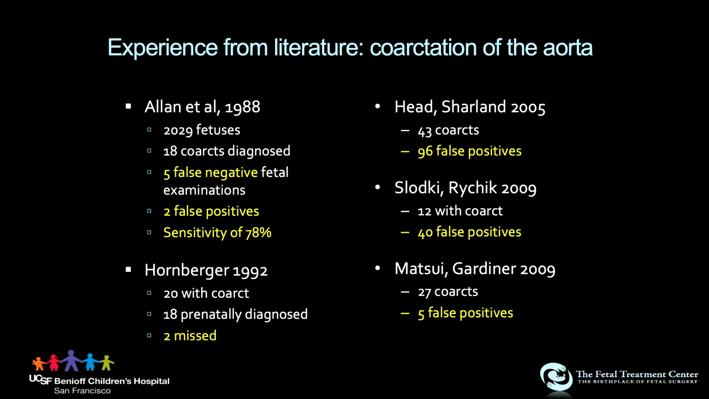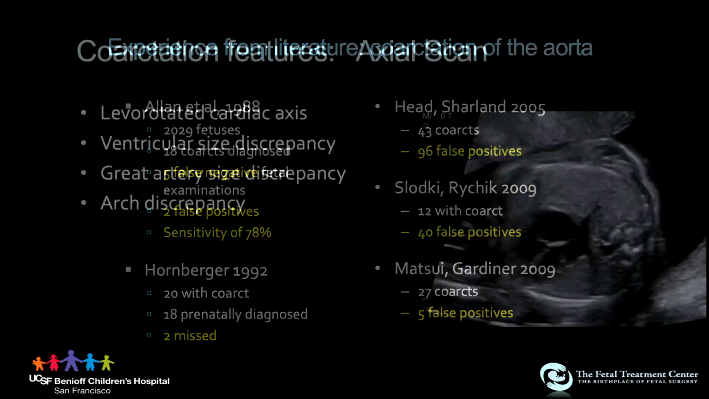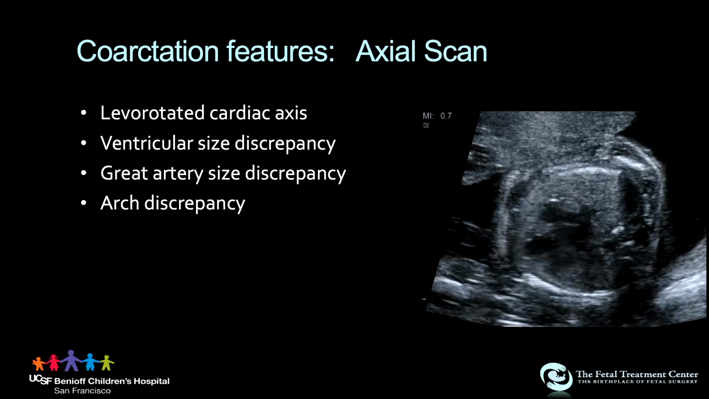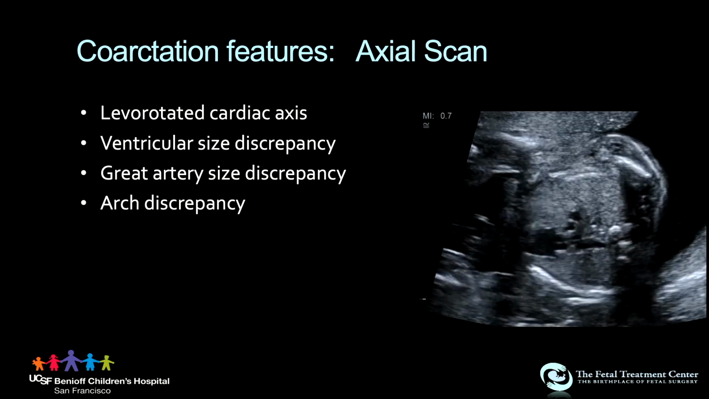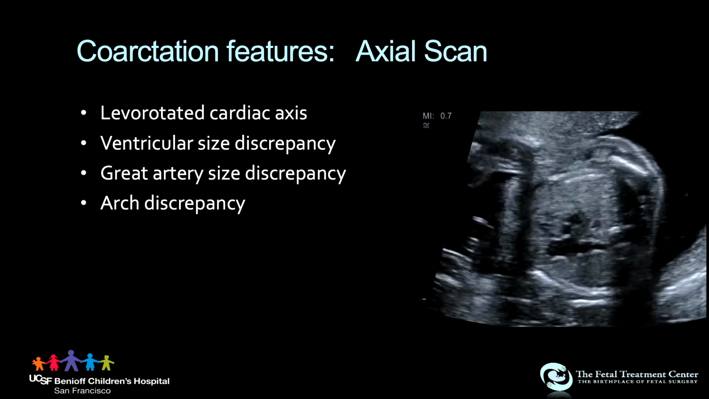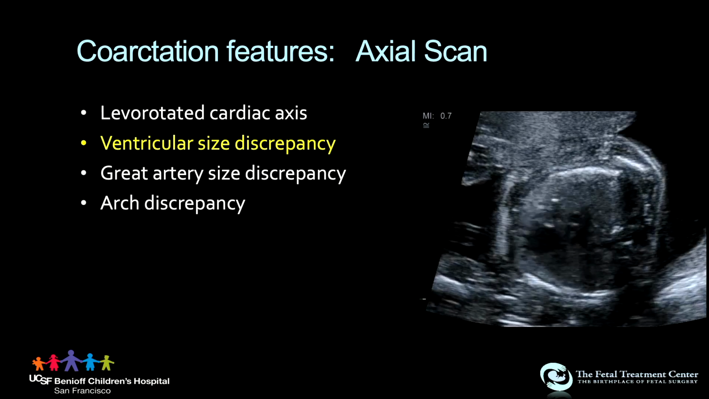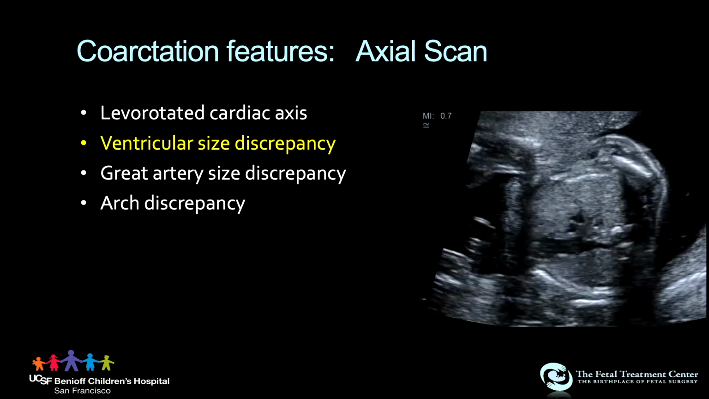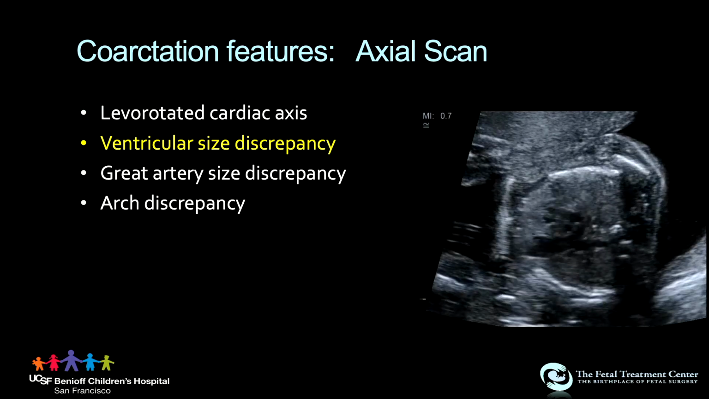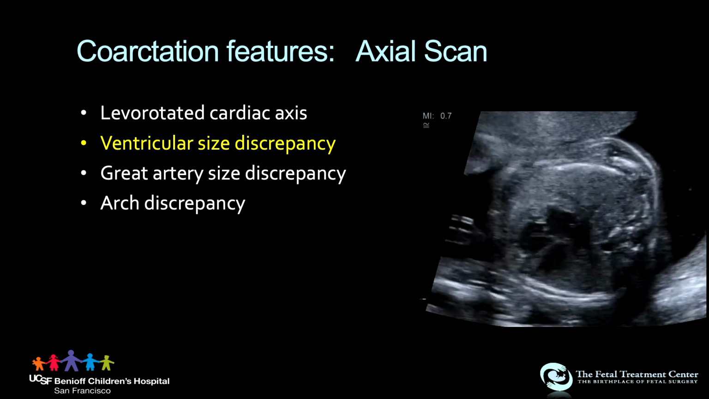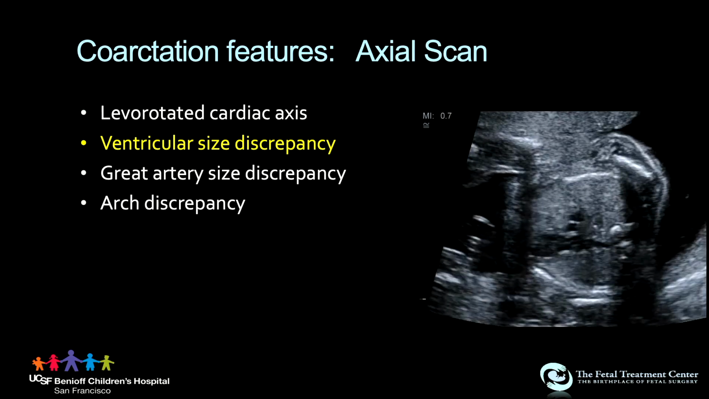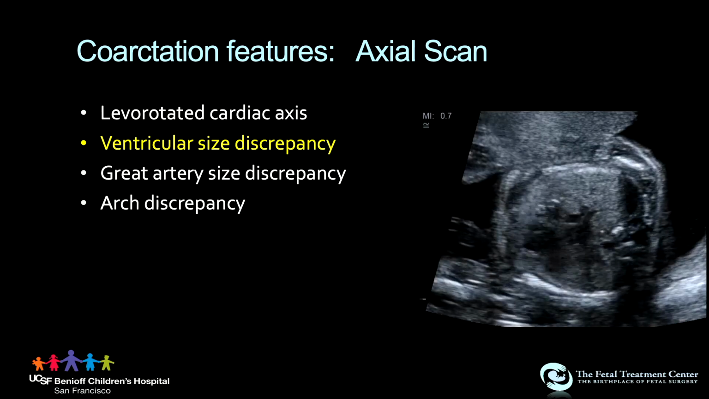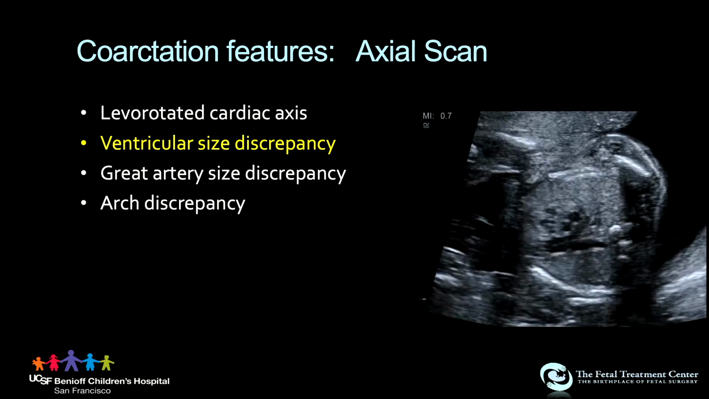So what are the indirect features that we use to clue us in about coarctation? We'll start with the axial scan, which can give us a lot of clues to this diagnosis. The biggest one, which we heard about from Michelle this morning, is ventricular size discrepancy. Very often you should expect to see RV greater than LV size discrepancy, and it can be pretty subtle, as you can see in this example here. The left ventricle is definitely apex forming and normally sized, but there is a slight discrepancy between the two ventricles. They should really be equal in size.